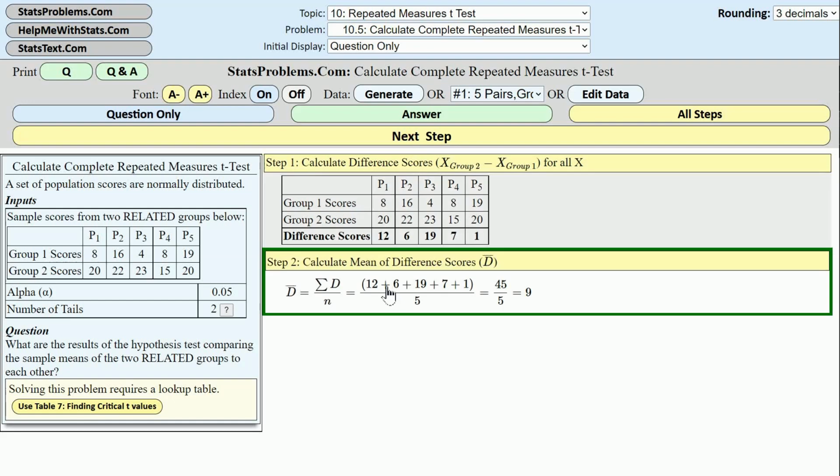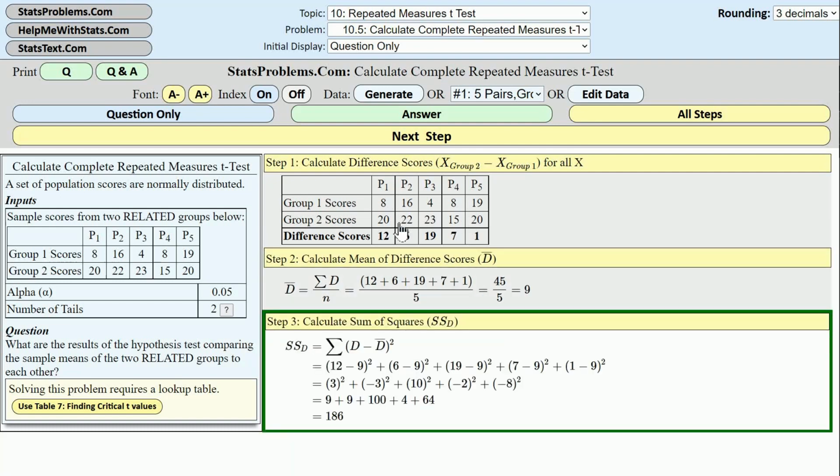In Step 2, we calculate the mean of the difference scores, d bar. The mean of the difference scores, d bar, equals the sum of the difference scores, sigma d, divided by the number of score pairs, n. In this example, the mean of the difference scores equals 12 plus 6 plus 19 plus 7 plus 1, divided by 5, which works out to 45, divided by 5, which works out to 9.